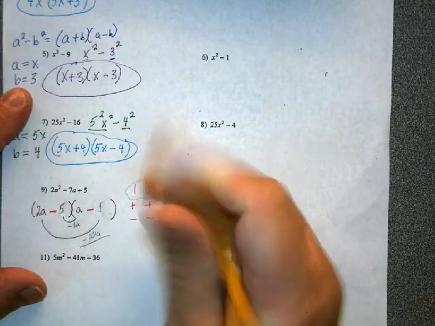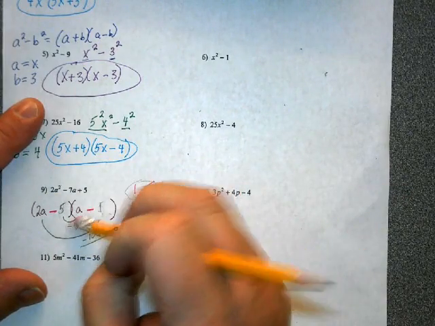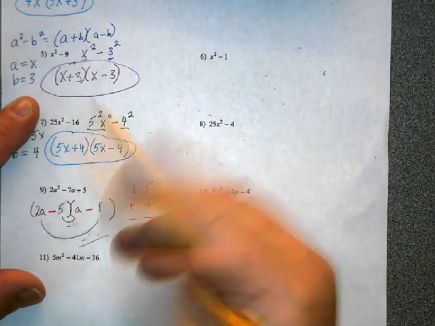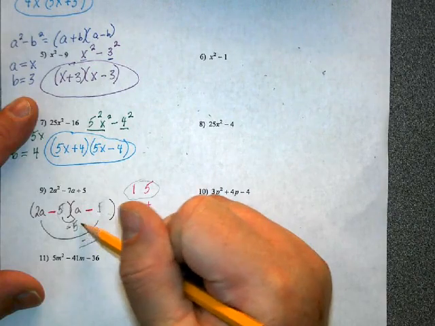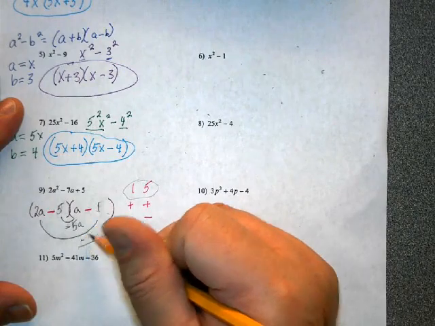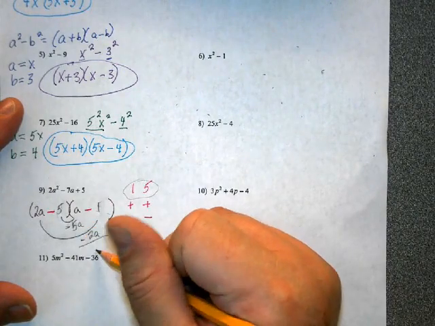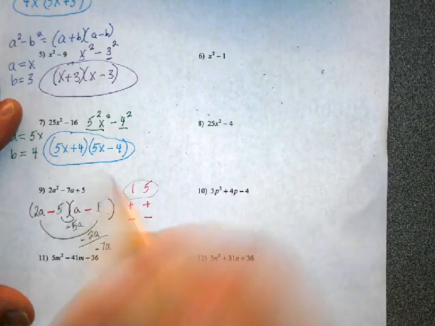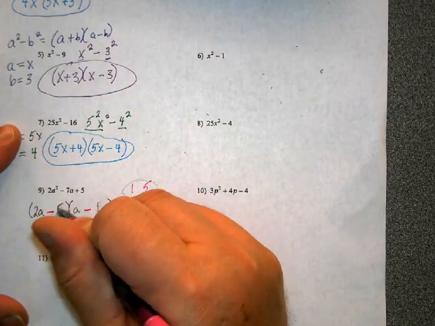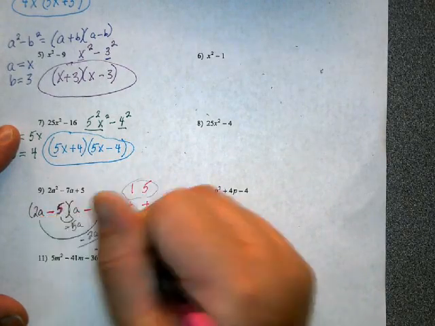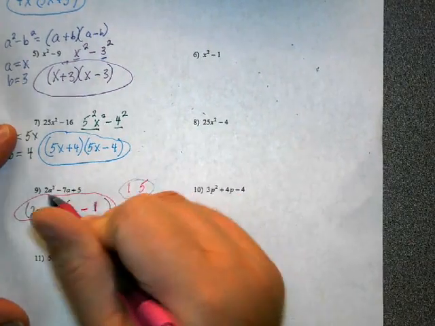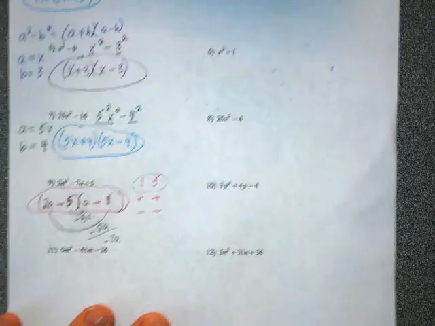Okay, so this inner, let's see, negative 5 times a is negative 5a. 2a times negative 1 is negative 2a. And these add up to negative 7a, which is what I want. So this is my factors here. There's no easy way to do this guess and check thing.